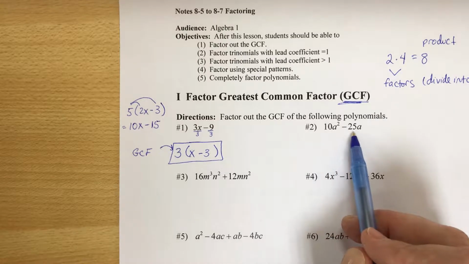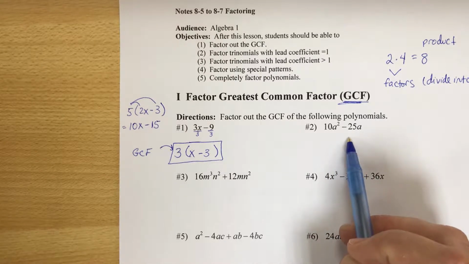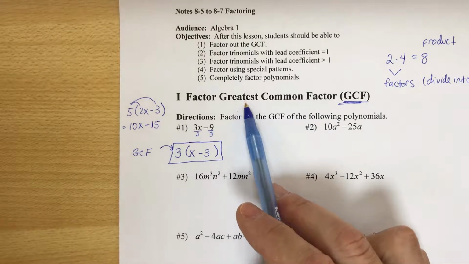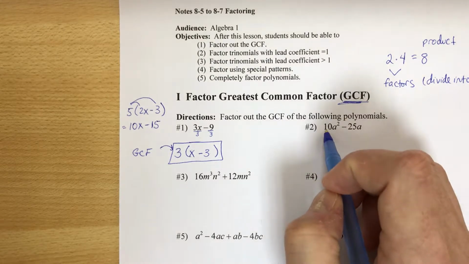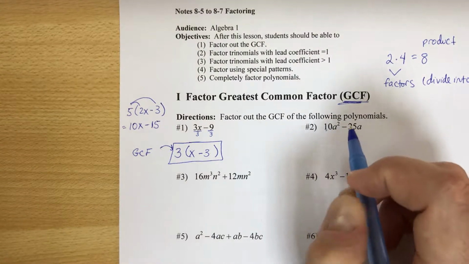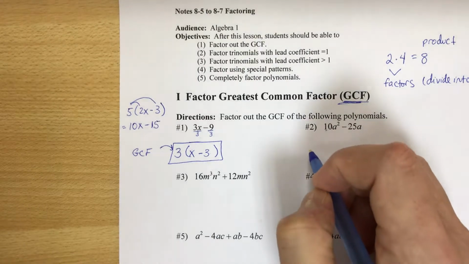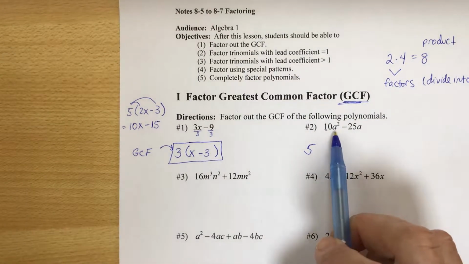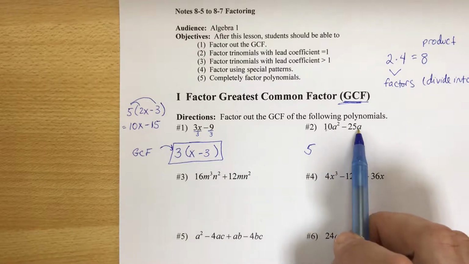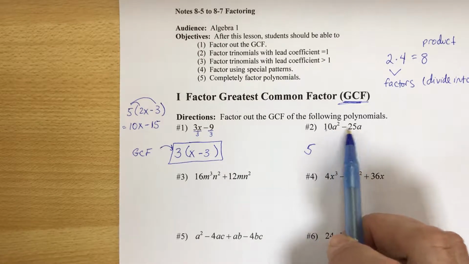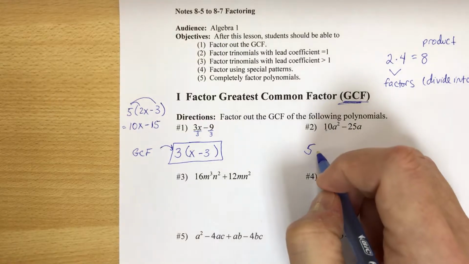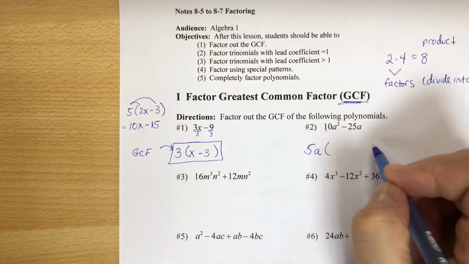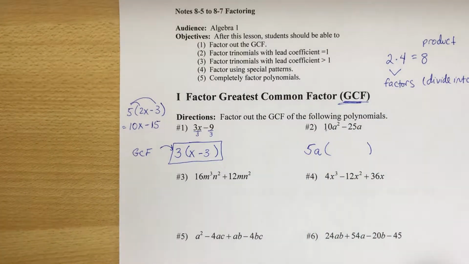All right, look at the second example. 10a squared minus 25a. We're always going to pull out the greatest common factor, the biggest factor we can find. So if you look at 10 and you look at 25, well, a number that divides into both of those is 5. But then if you look at the variables, you have a squared and you have a to the first. Both of these can be divided by a. So I'm going to put an a with the 5. I'm going to pull both of those out.